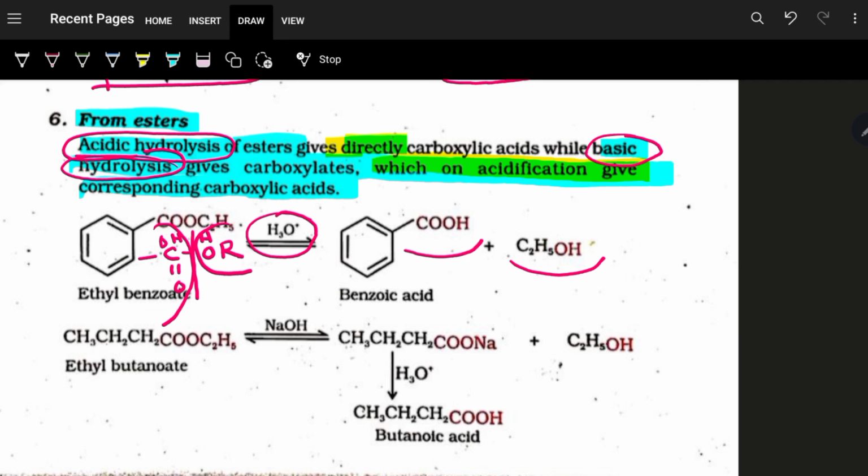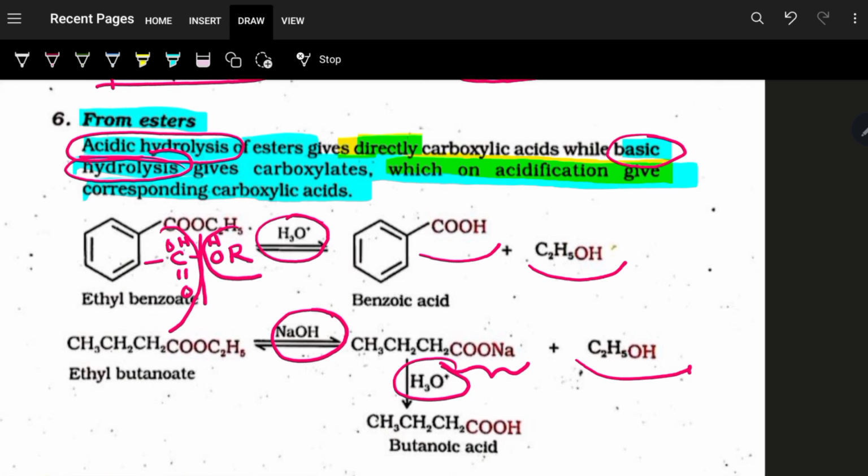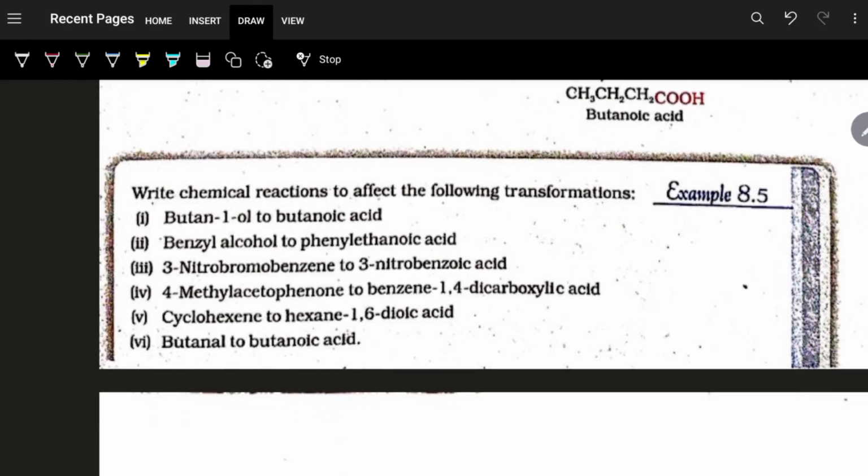And under basic hydrolysis condition, I will get carboxylate ion. So this is COONa because I have used NaOH. If I use KOH, I will get COOK, which is followed by acidification to obtain the acid and the alcohol. Since we can obtain ester from acid and alcohol, when we are undergoing hydrolysis of the ester, be it acidic condition, be it basic condition, we finally land up at acid and the alcohol only.